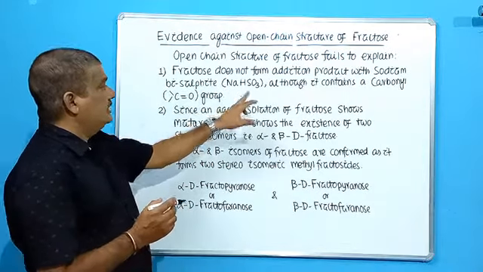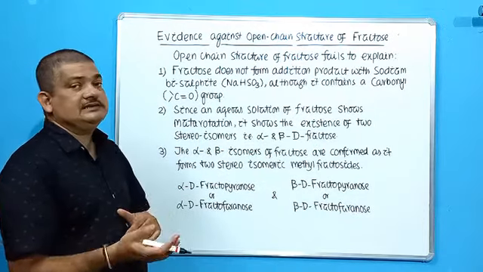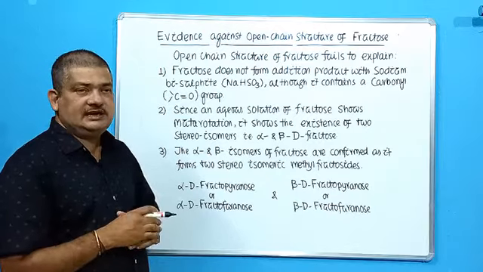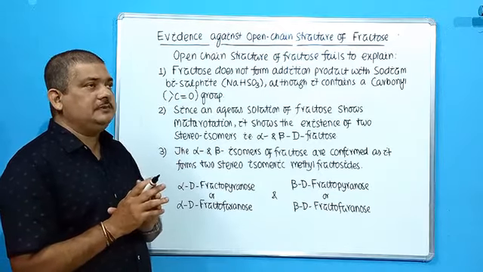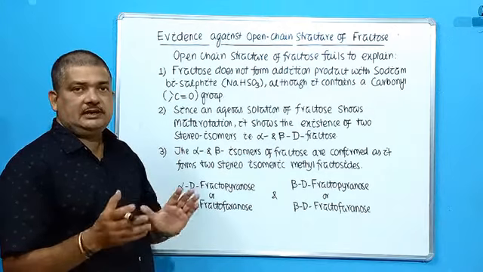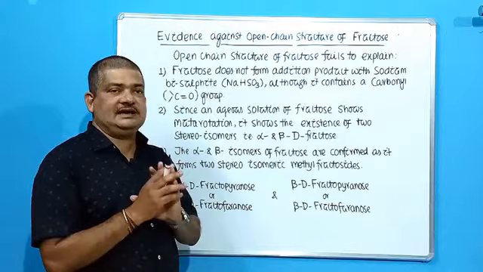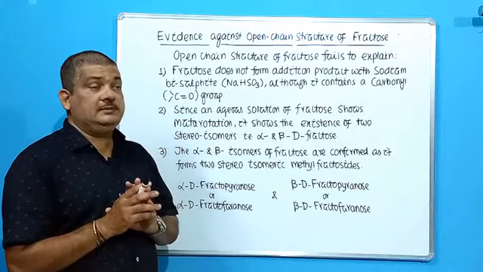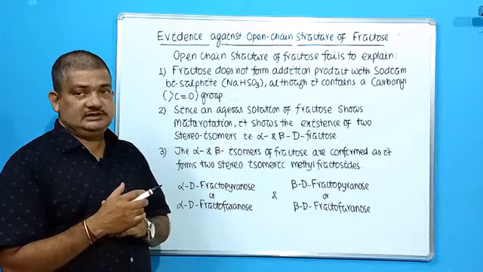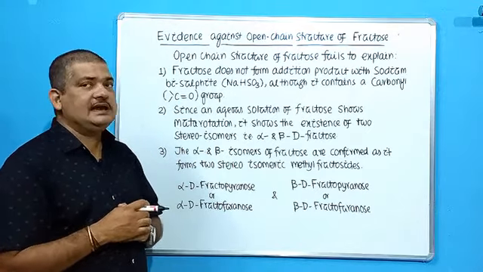Now the first one: fructose does not form an addition product with sodium bisulfite, although it contains a carbonyl group. We mark that at C2 a carbonyl group is there, but if the carbonyl group were free, it should have formed an addition product with sodium bisulfite. It does not, which confirms that the carbonyl group at the second carbon atom is not free, because it is involved in a hemiketal linkage with oxygen. In the case of glucose it was a hemiacetal linkage; here it will be a hemiketal linkage.